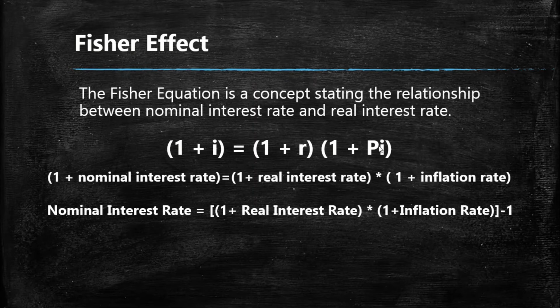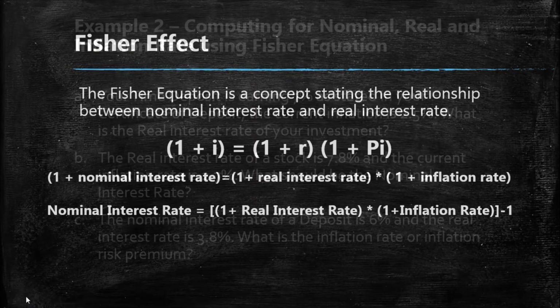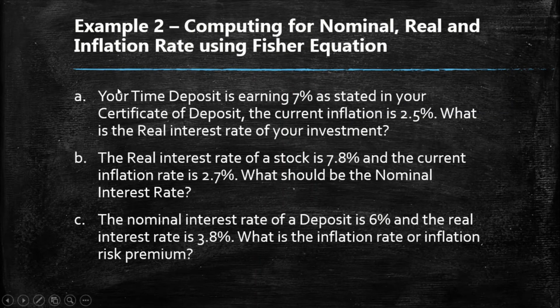So, there is an example here. We have 3 problems. The first is you are going to compute for the real interest rate. The second problem is you are going to compute for the nominal interest rate. And the last is you can also look for the inflation rate or the inflation risk premium. So just by using the Fisher effect concept, these three different problems can be answered. So how do we do that?